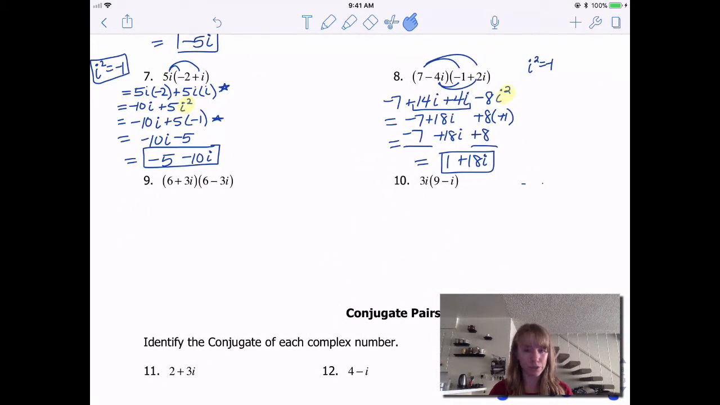You guys should also do numbers 9 and 10. Please specifically do not skip number 9. I'm going to talk about it.